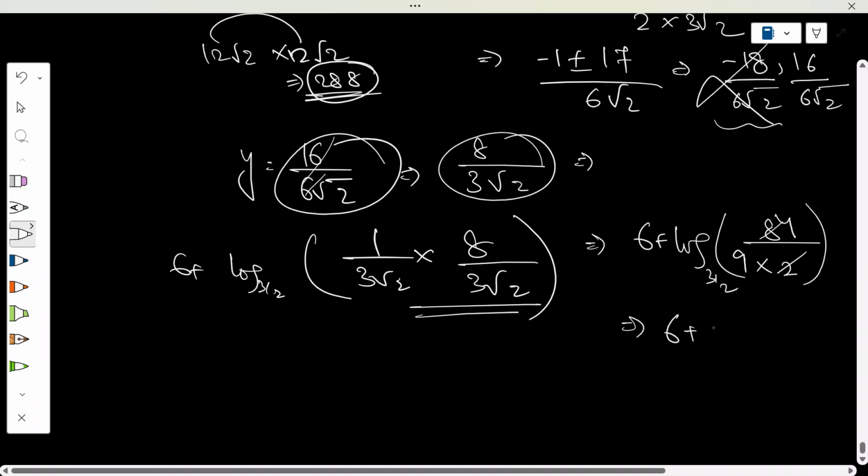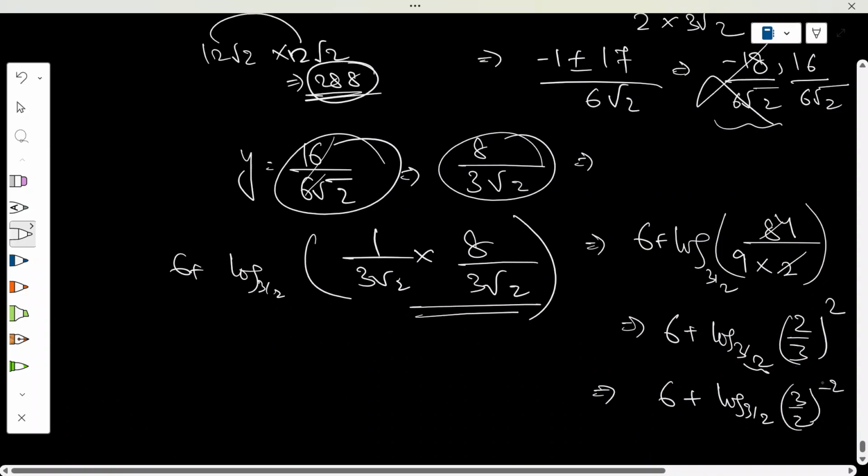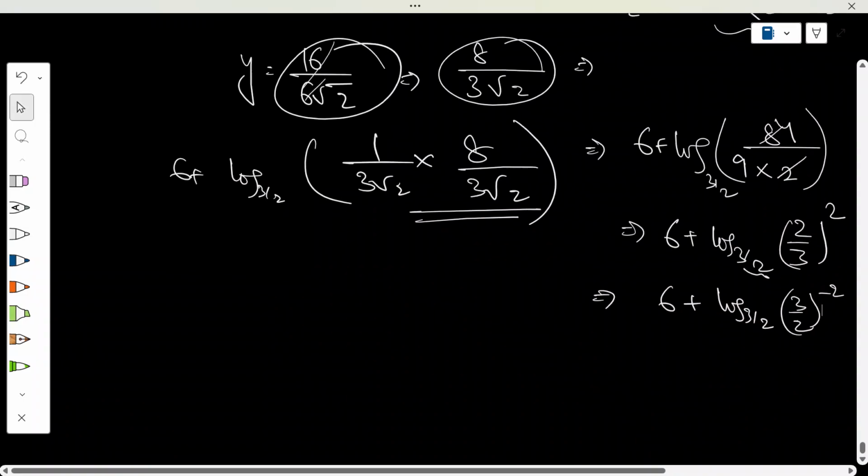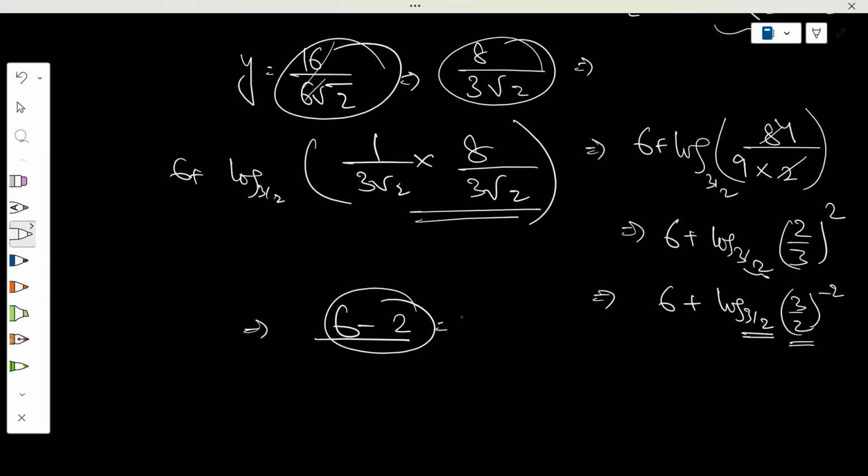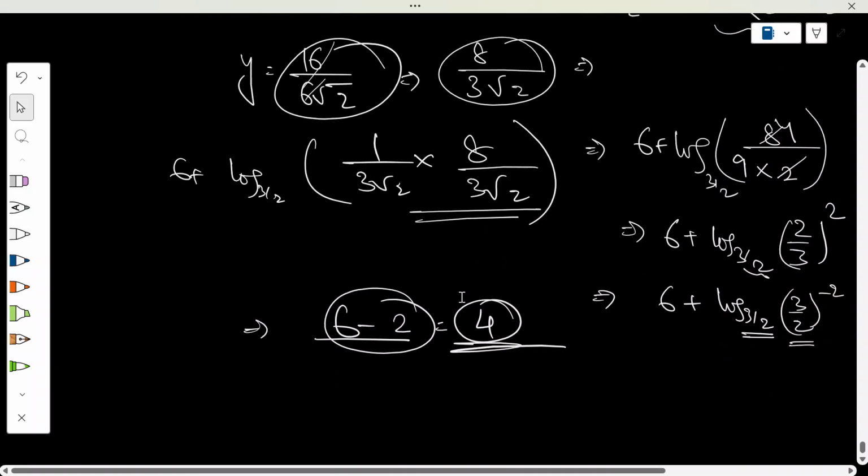So we have 6 plus log 3 by 2 divided by 2 by 3 whole square. Then we can say that this number is basically 3 by 2 minus, we have just inverted the power. So all in all we have the value 6 minus 2. Okay, because log 3 by 2, base 3 by 2, the number 3 by 2 would be 1, which will be equal to 4. So our answer will be 4 in this case.